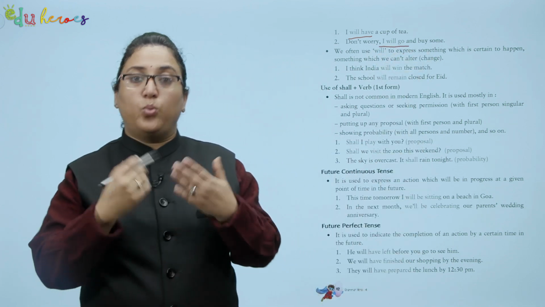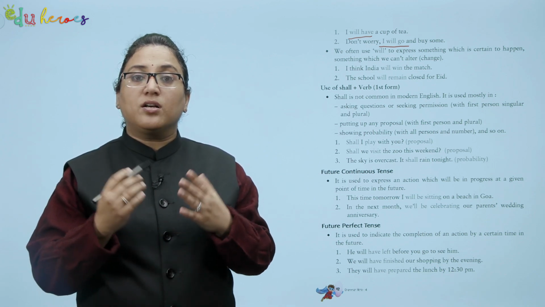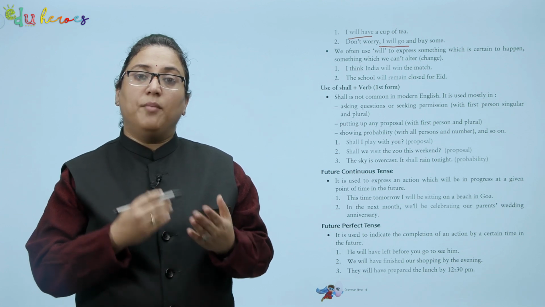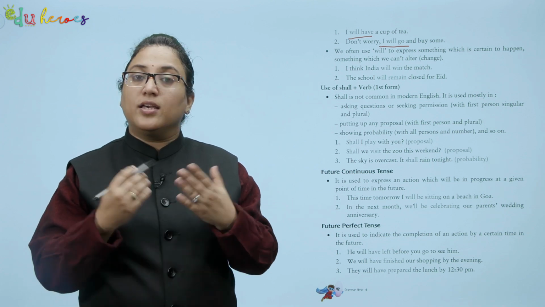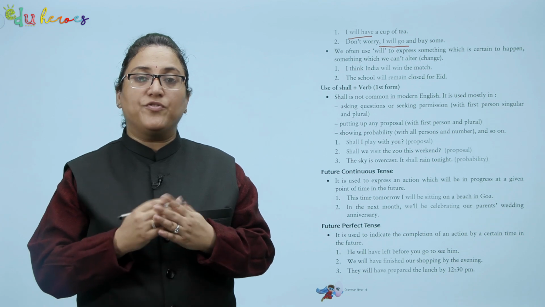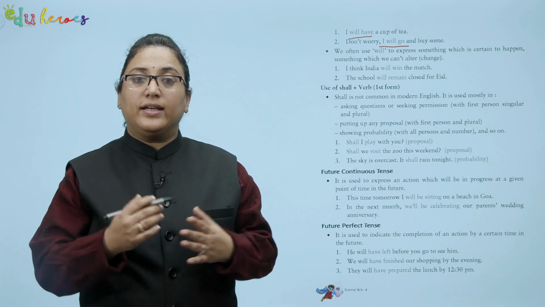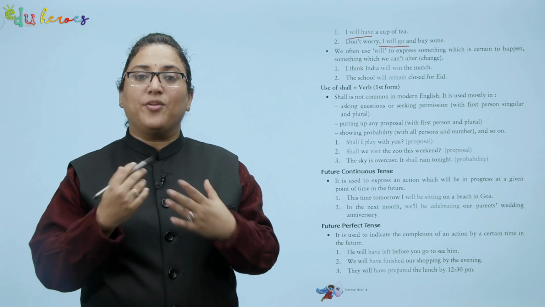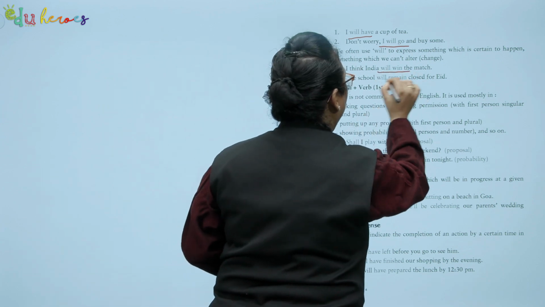We often use will to express something which is certain to happen, something we can't alter or change. It means हम will तब use करेंगे जब हमें पक्का यकीन है, we are certain कि ये action होगा या ये करेंगे and there is no scope of change की कोई जगह नहीं है. Like, I think India will win the match. We are sure. The school will remain closed for Eid. So, here we will use will for surety.